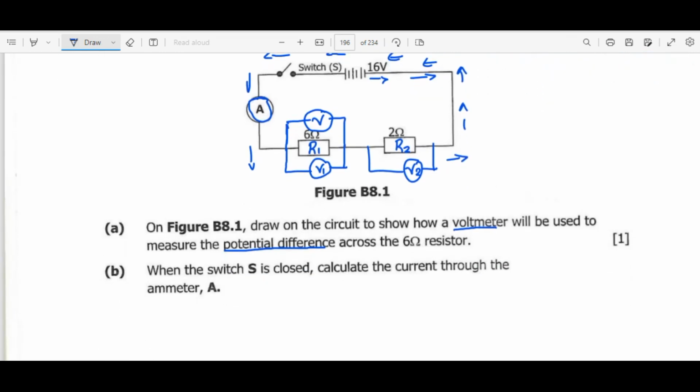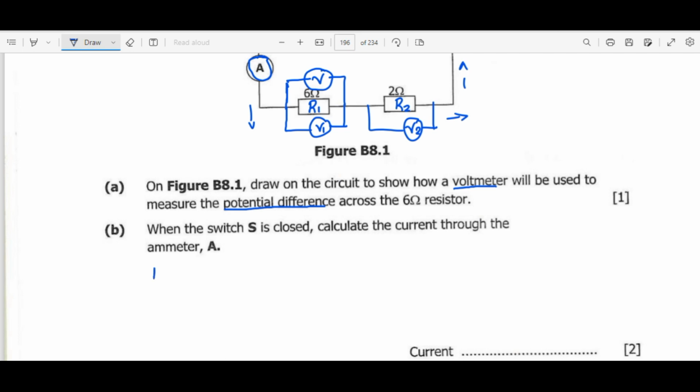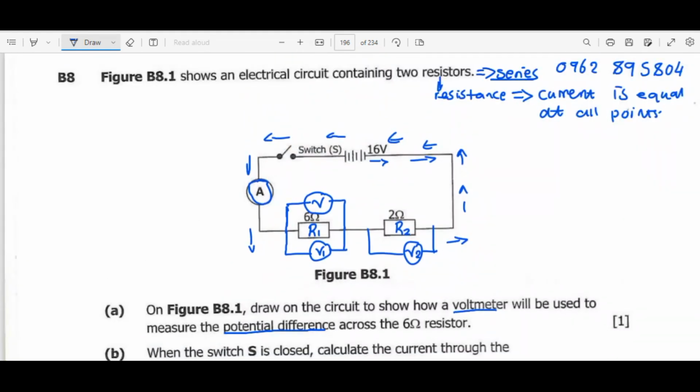So let's look at the formula. The formula for current is denoted by capital letter I, and can be found by voltage divided by total resistance. So we need to have the total resistance. Now, how do we find the total resistance given the circuit in series? We have resistor 1 and resistor 2. We just have to find the sum of the two resistors. Then we'll have the total resistance.